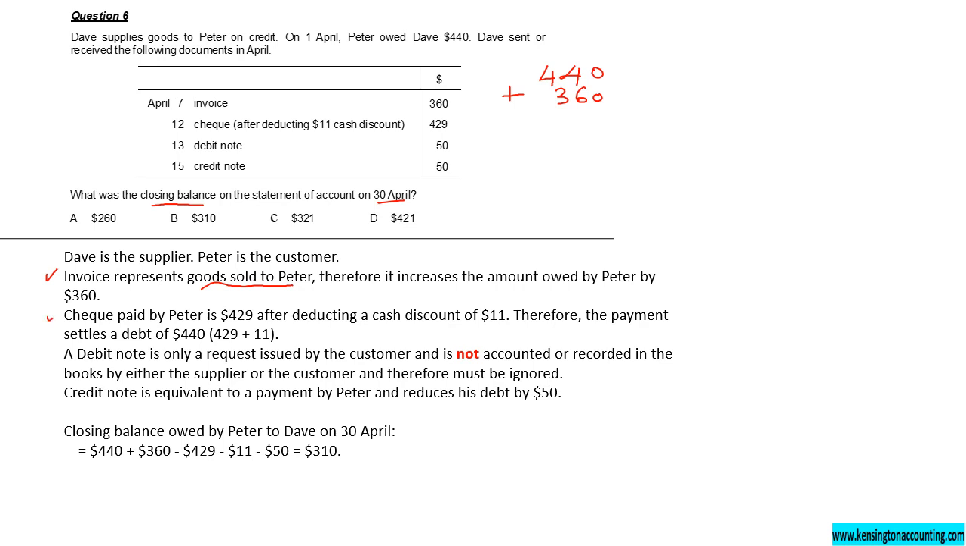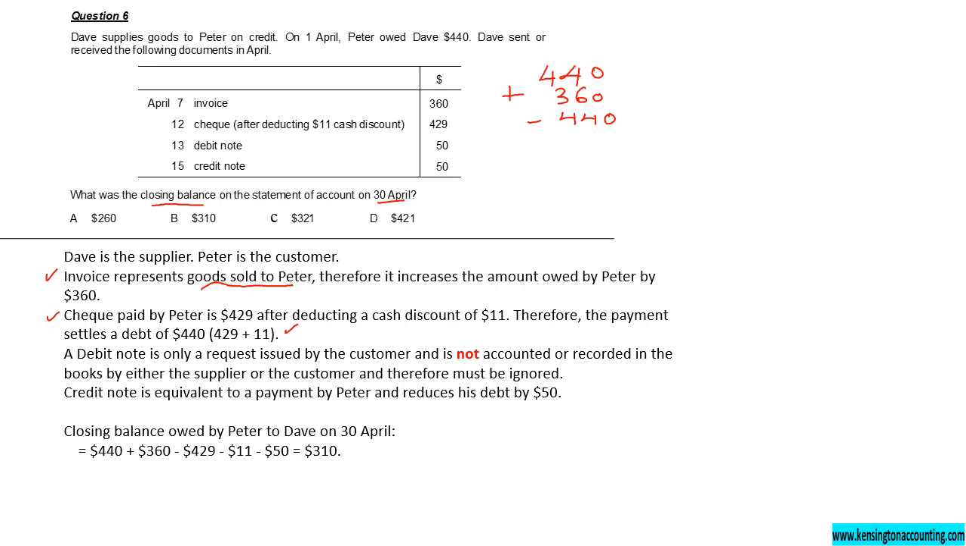Second item is a check payment of 429, but it also states there was a cash discount of 11. Therefore, when you have a cash discount, the reduction of debt is inclusive of both the check payment plus the cash discount. Therefore, the reduction of the debt is minus 440 because it needs to also include the cash discount.